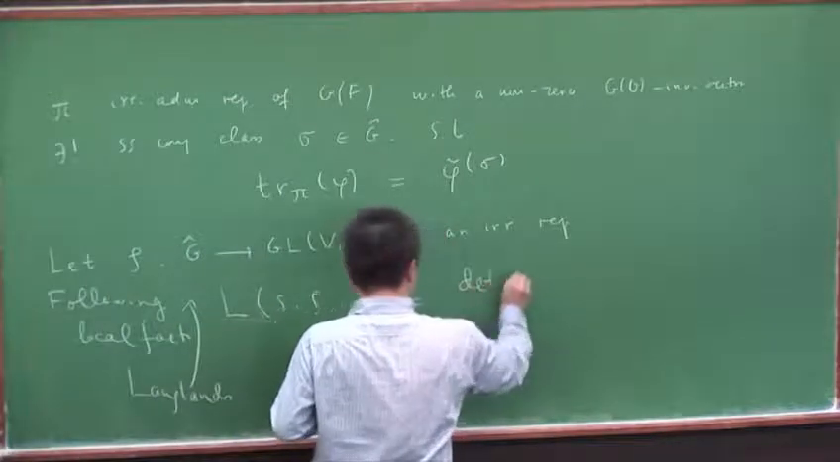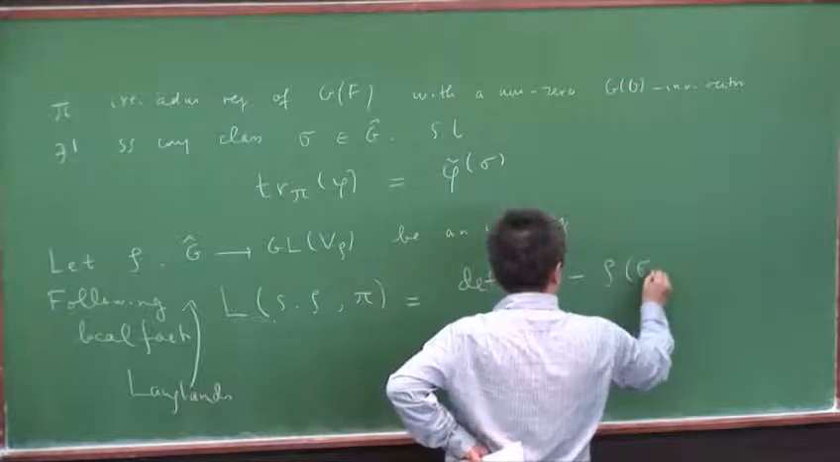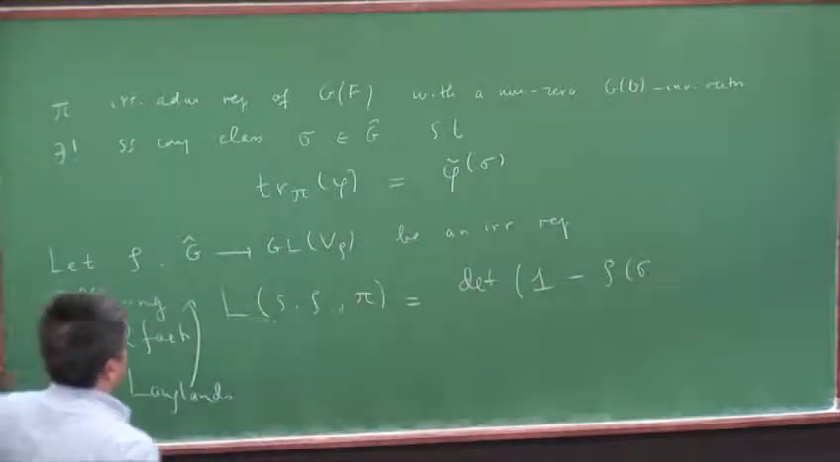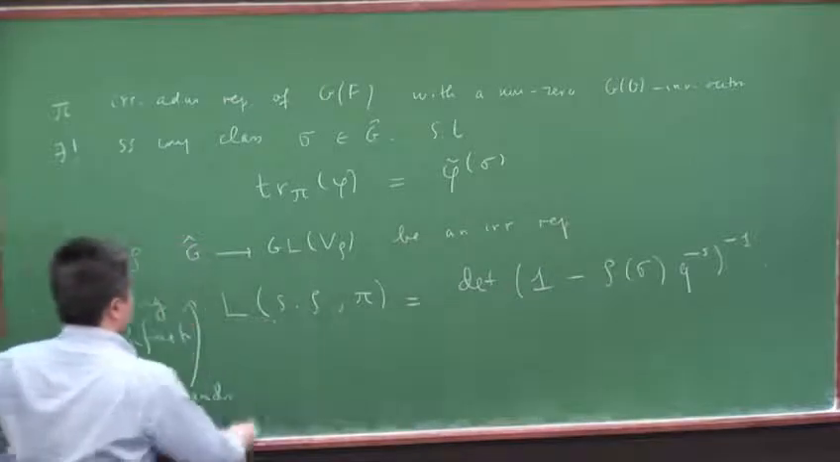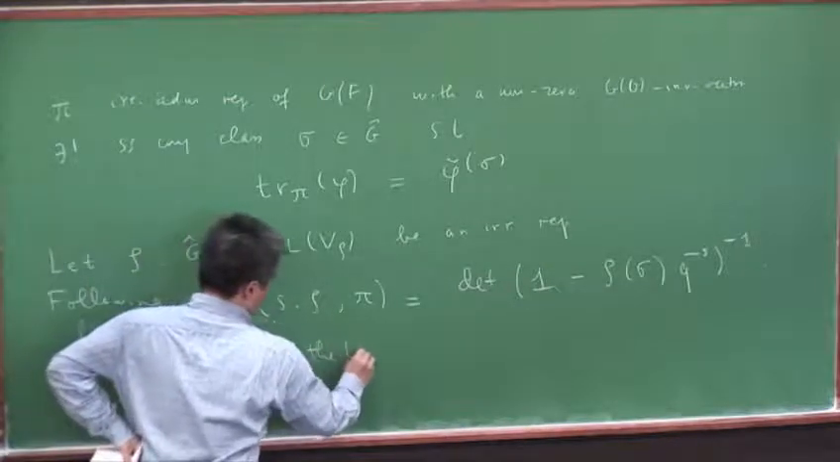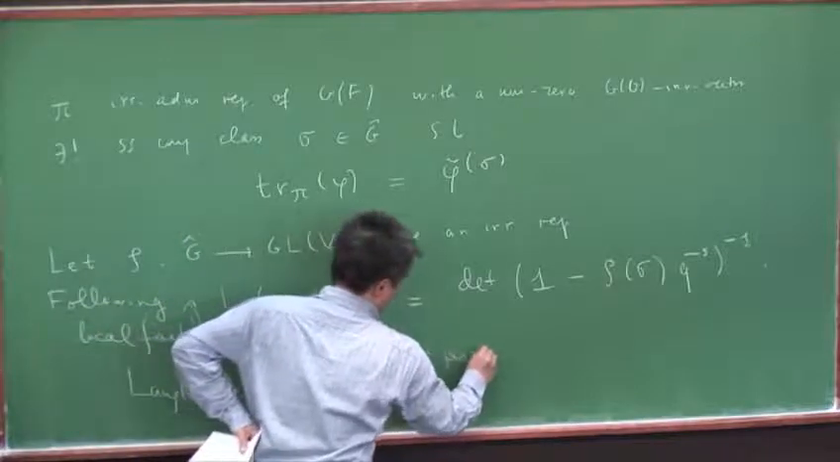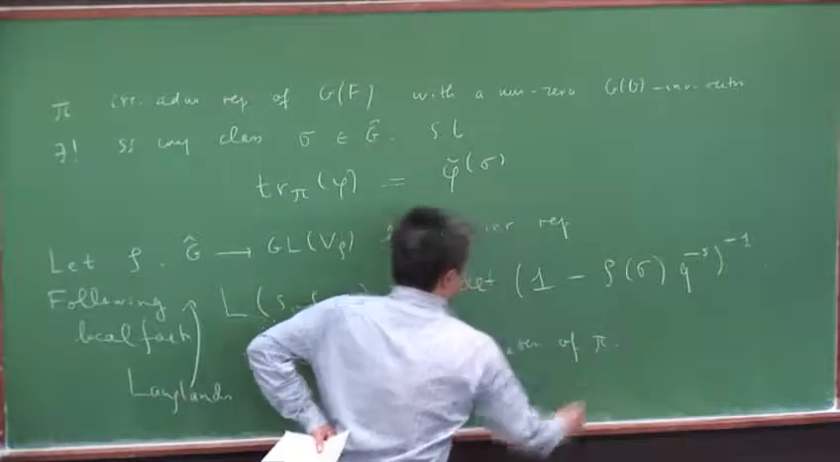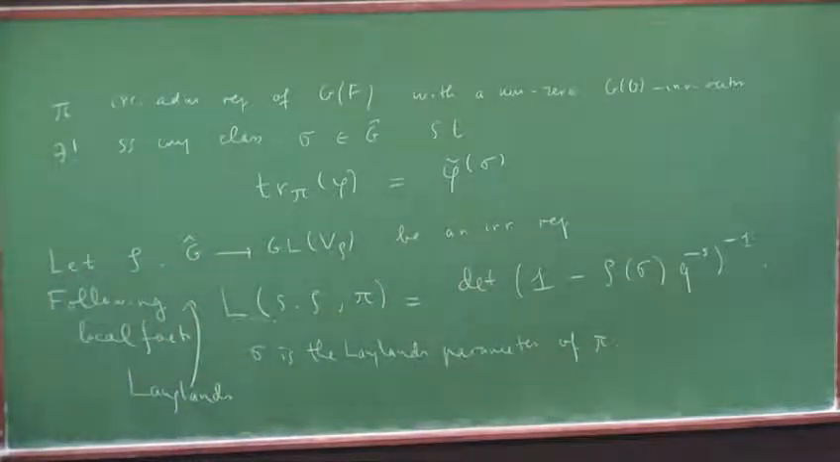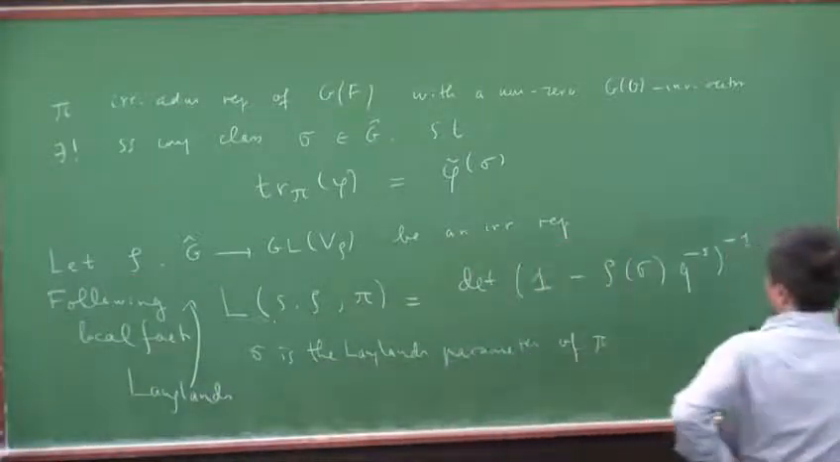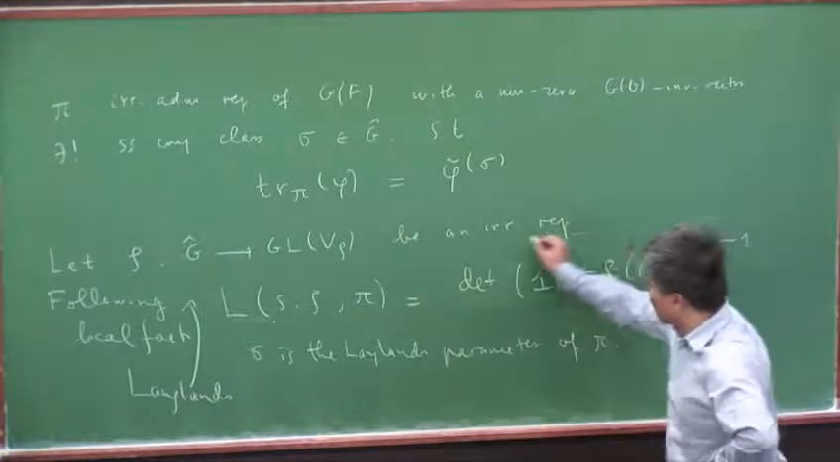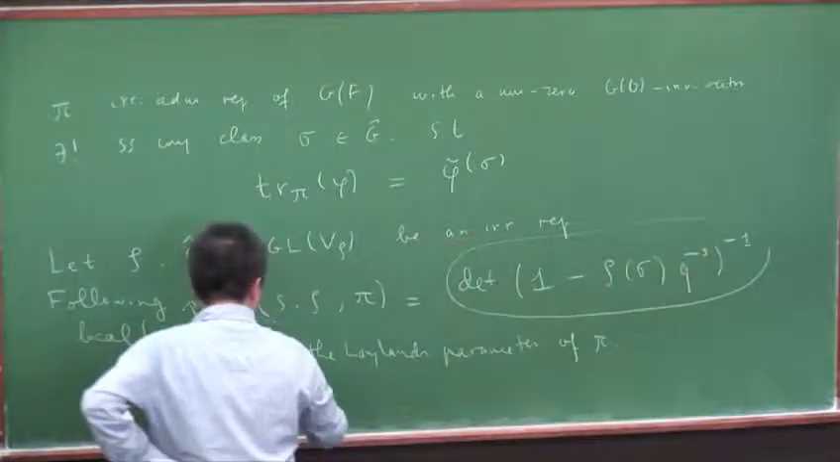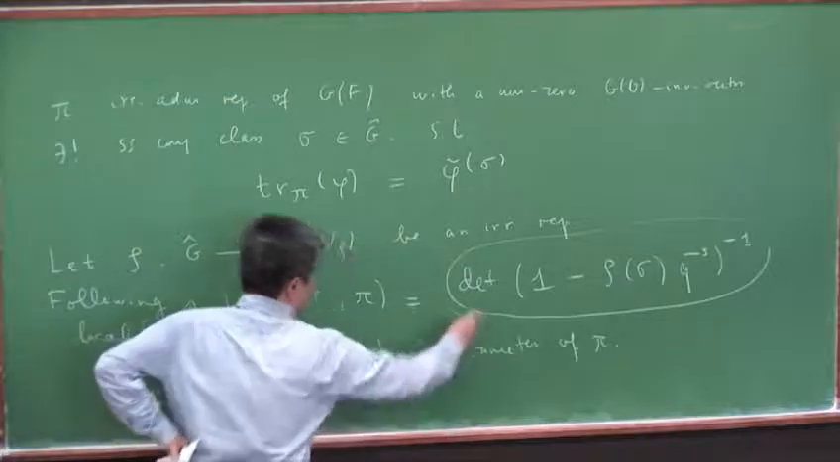This is the determinant of 1 minus rho of sigma q to the minus s, where sigma is the Langlands parameter. Here q is the cardinality of the residue field, or the local field. So you can see this whole expression as a function psi tilde of s equal to this.